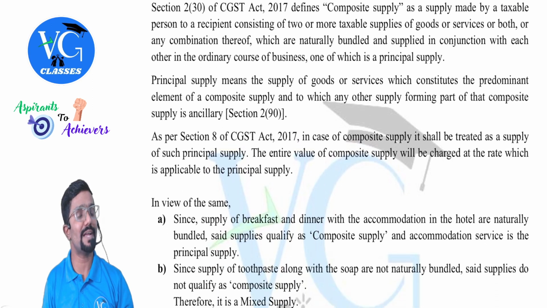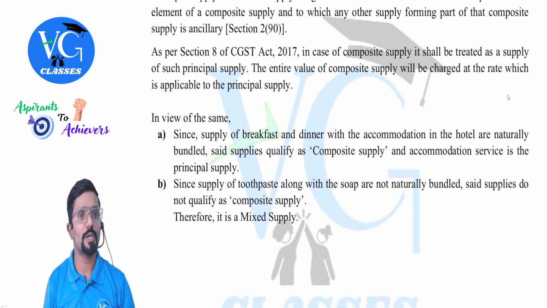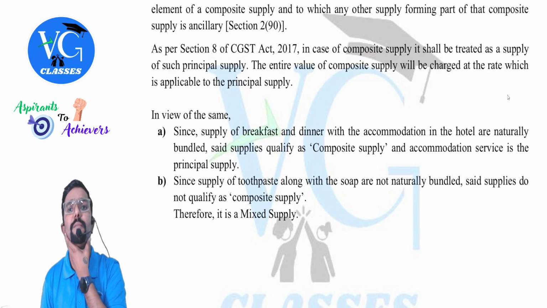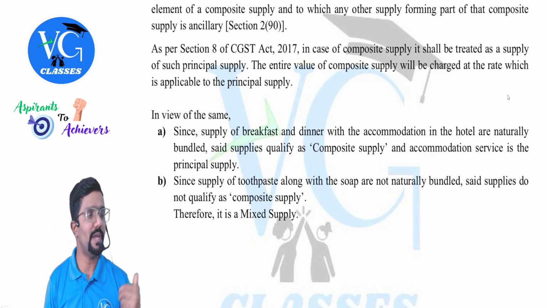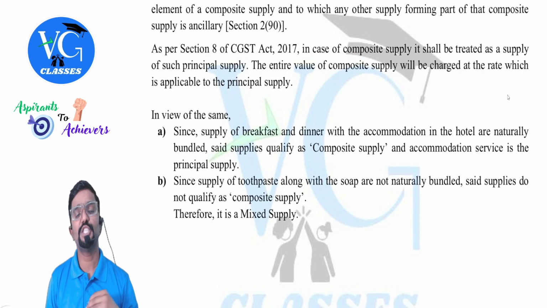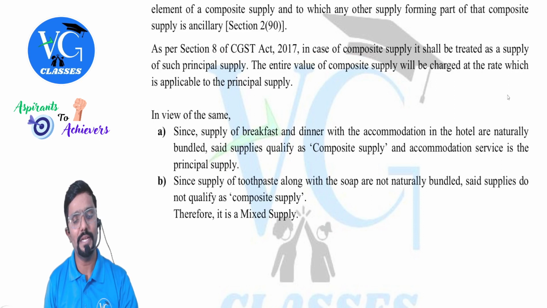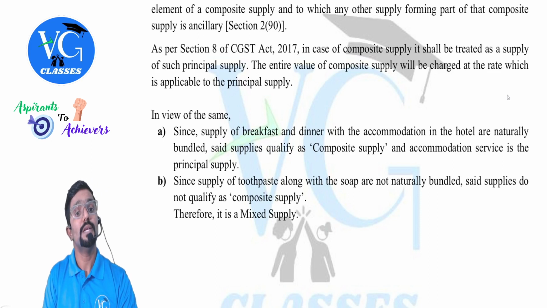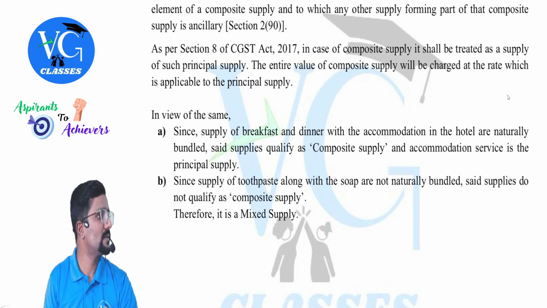Let us also talk about the tax rate. Where is the tax rate given? Section 8. As per section 8 of the CGST Act 2017, in case of composite supply, it shall be treated as a supply of such principal supply. That is, the entire value of the composite supply will be charged at the rate which is applicable to the principal supply.